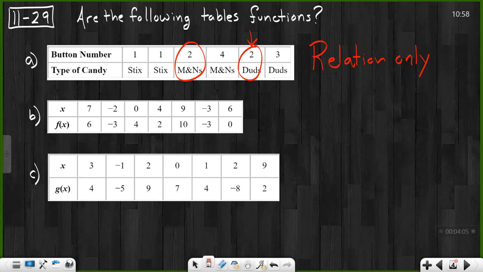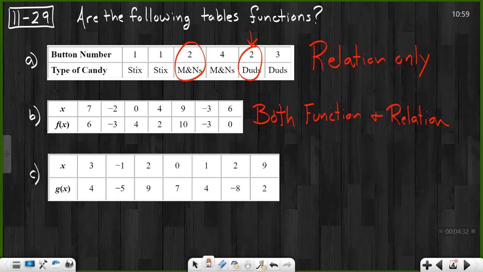Take a look at B here. If I look at my inputs, 7, -2, 0, 4, 9, -3, 6, none of them repeat. So I have to say that this is both a function and relation, because all functions are relations. I'm going to abbreviate writing that from here on out, just so you're aware, but that's the options. It's either relation only or it's both a function and a relation.